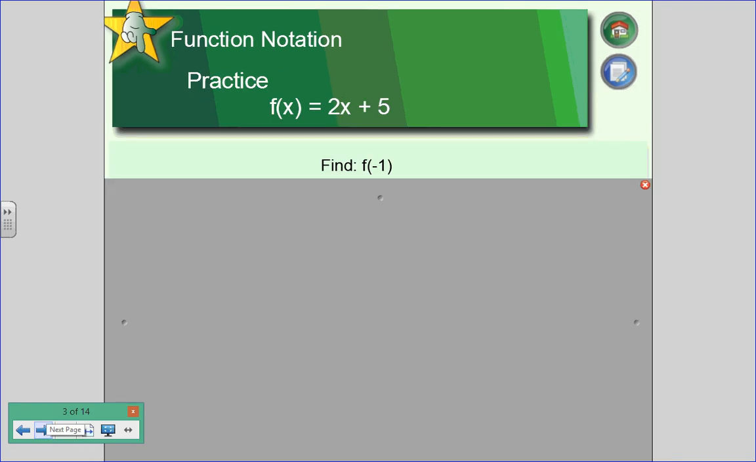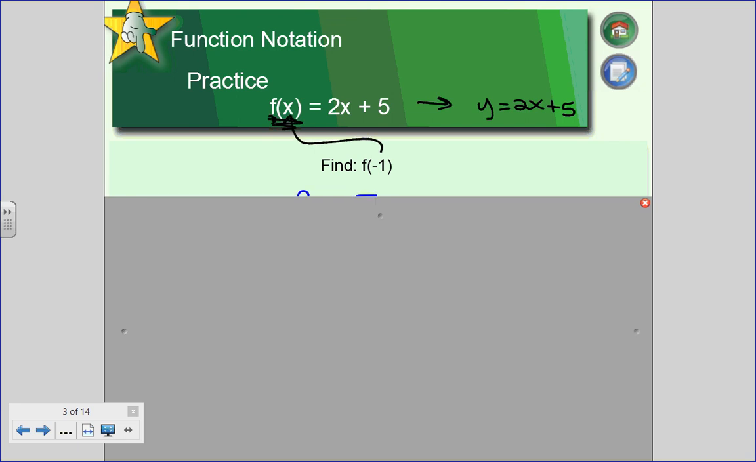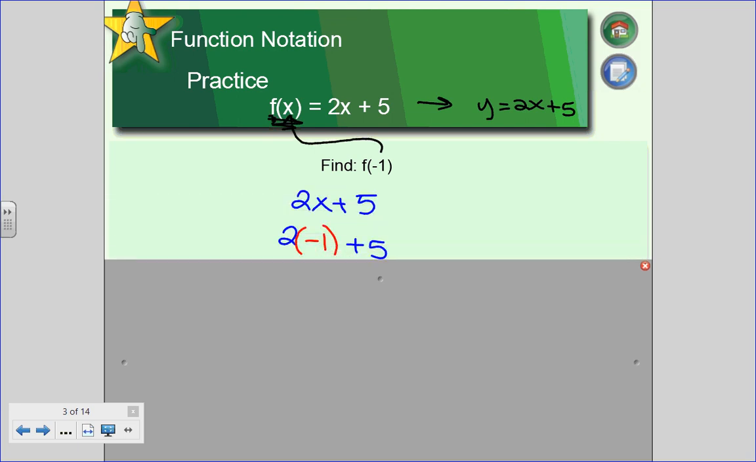So let's practice this. Here we have the function f of x equals 2x plus 5. Now I could write this as an equation, y equals 2x plus 5, but this one is written with function notation to indicate that we can put different values for x in. So if we are finding f of negative 1, then that means we're firstly looking for the function f, which is indicated by the letter outside of the parentheses, and instead of x, we're going to replace x's with negative 1. So I'm going to put parentheses around my negative 1.